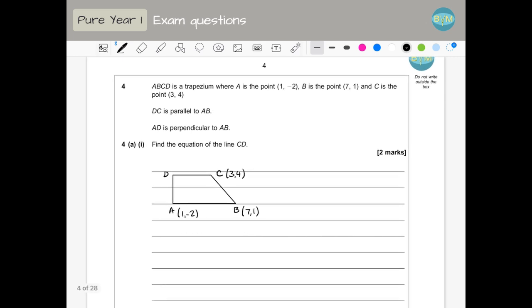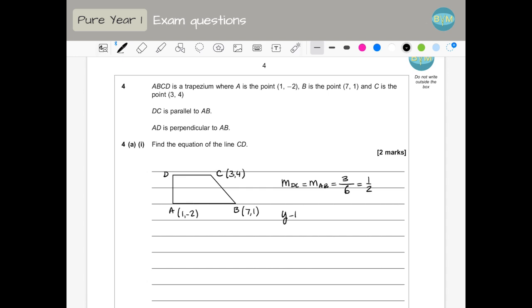Find the equation of the line CD. CD is this line. It's parallel to this one. We don't know this point, but we know one point, and we know the gradient because it will be the same gradient as AB. So let's do that. The gradient of DC, which is the gradient of AB, is the difference in y, 1 minus minus 2 is 3, divided by the difference in x, 7 minus 1, 6. So the gradient is 1/2.